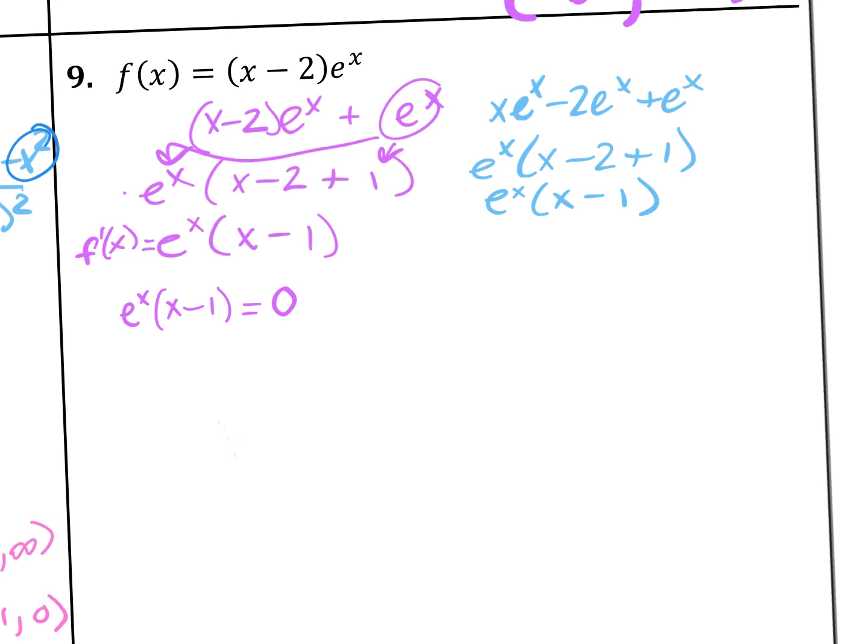Okay, moving on. So we know that e to the x can't ever equal 0, right? It's not that it doesn't exist, it's just that we can't use it. So if we multiply these things together, the only way it's going to equal 0 is if this part equals 0. If you multiply two things together and get 0, that means one of them has to be 0, right? This can't be 0. So to get 0, it has to be this.